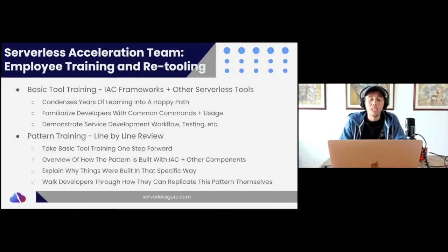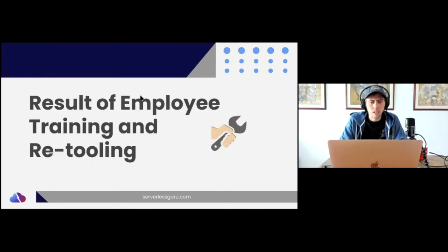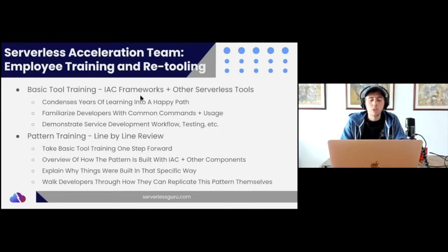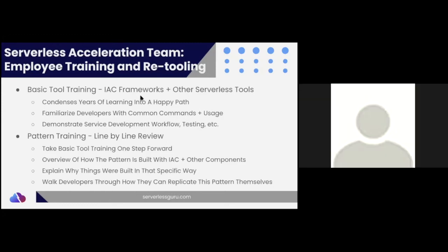We also familiarize developers with common commands and usage. So with SAM or Serverless Framework or any other IaC framework, they're typically going to have extra developer-focused commands, right? So not just purely deploy, but also maybe like give me the last log of the Lambda function, print out my entire infrastructure as code template so I can see if there's any compilation errors. And then we're also going to be demonstrating.